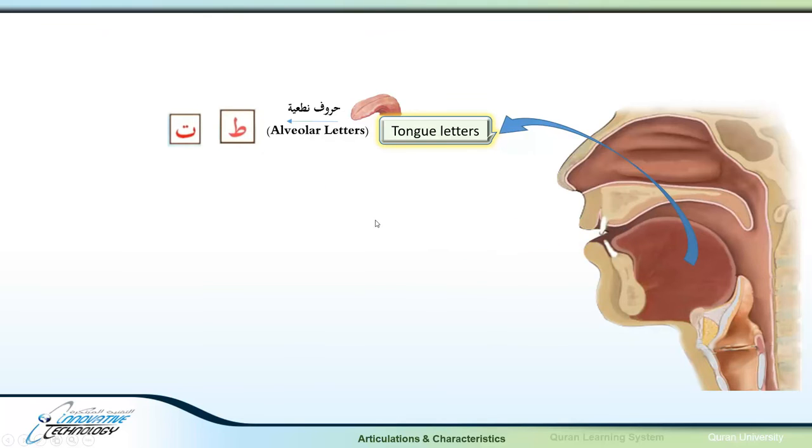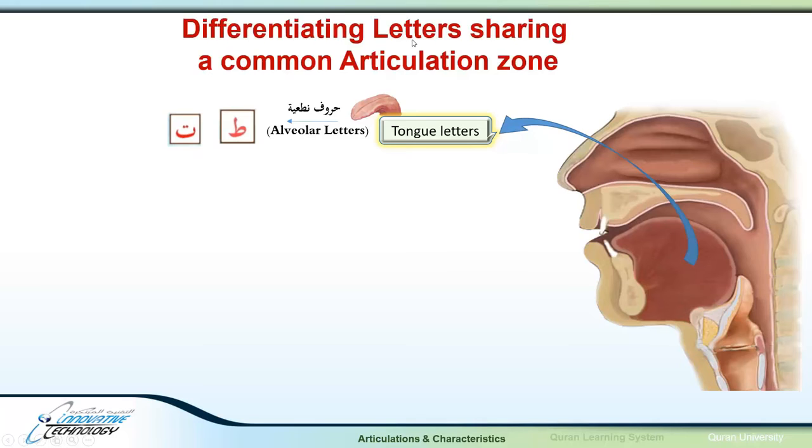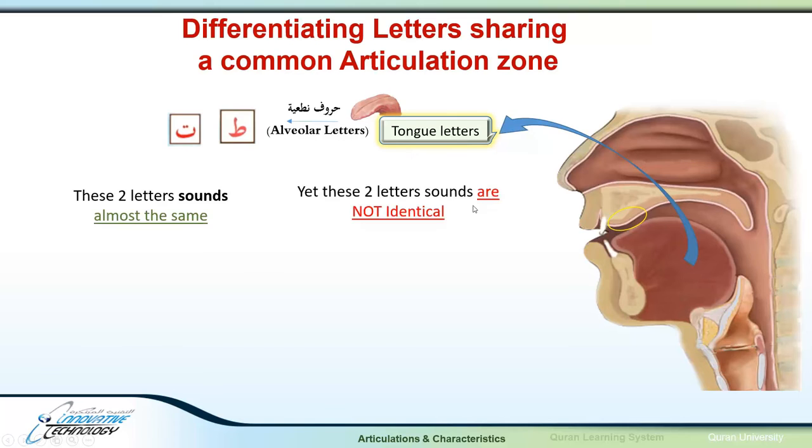We have now the question, which is, how can we differentiate those letters sharing a common articulation zone? To answer that, we look at those 2 letters. These 2 letters sound almost the same, but they are actually not identical. The sound is not exactly the same. There is a difference between the 2.